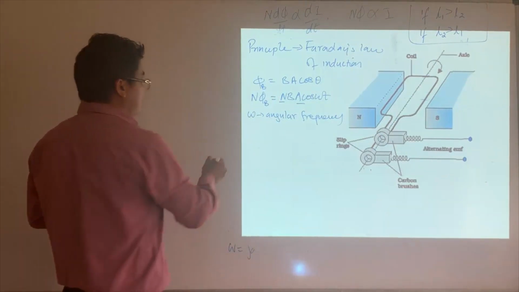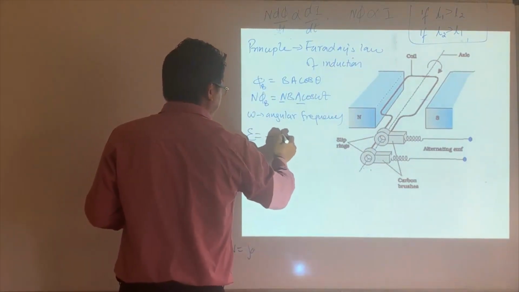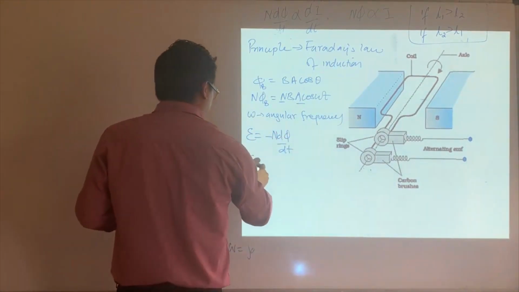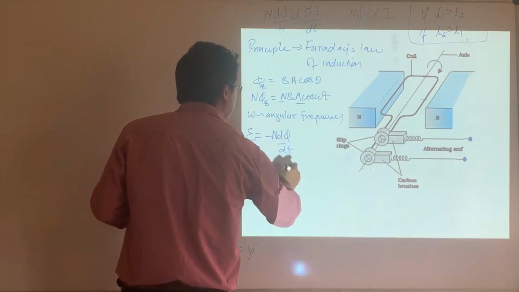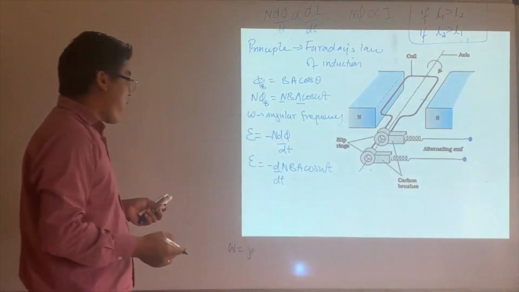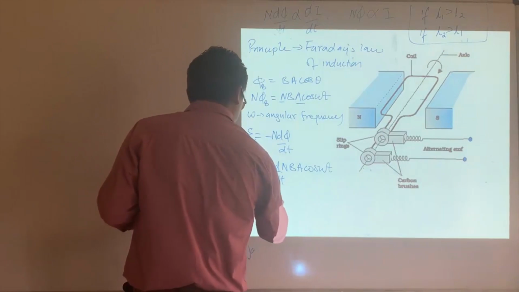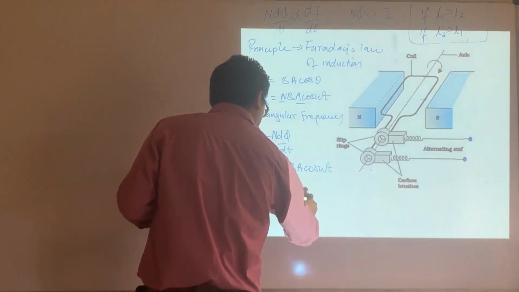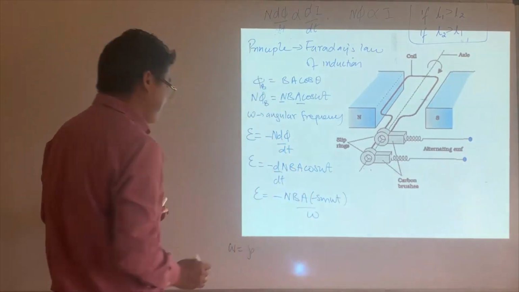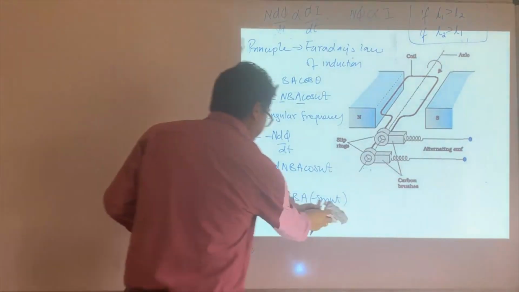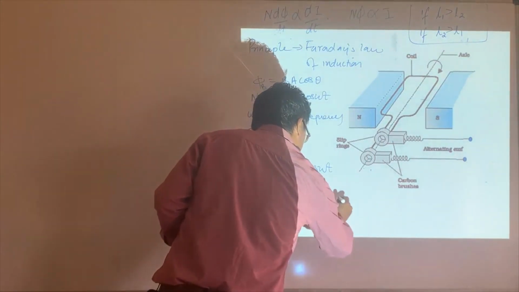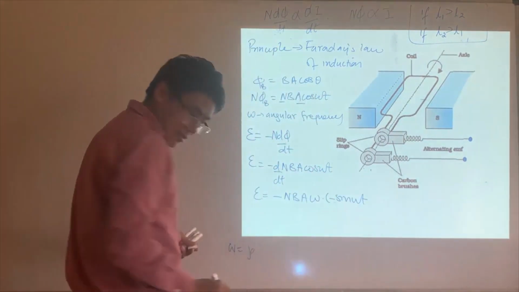Now what is the EMF produced? EMF produced will have a minus sign. This is EMF produced, and therefore it is going to be the derivative of NBA cos omega t. When I differentiate this, I get NBA into minus sine omega t, and then the derivative of omega t gives omega. I'll write it like this.